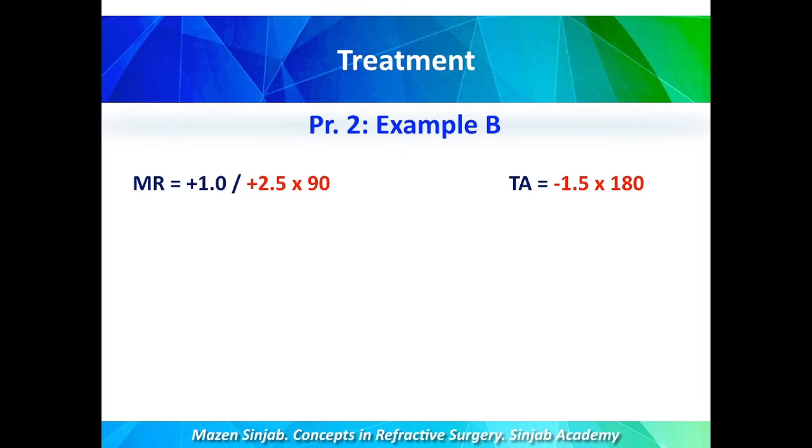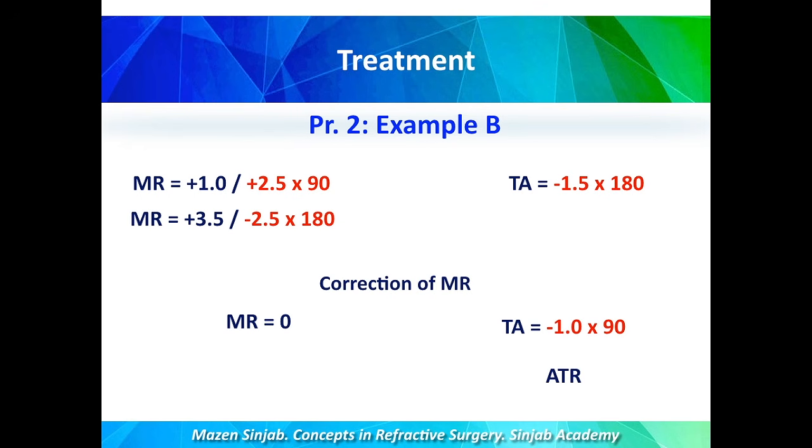Example B. A patient has +1 sphere, +2.5 at 90, and a topographic astigmatism of -1.5 at 180. Of course, we have to convert the equation of the manifest refraction, and it will be +3.5 sphere -2.5 at 180. So both are with the rule, but the amount of manifest astigmatism is larger than that of the topographic astigmatism. So if we correct the manifest, we are going to convert the topographic astigmatism to be against the rule, and the patient will be very annoyed.